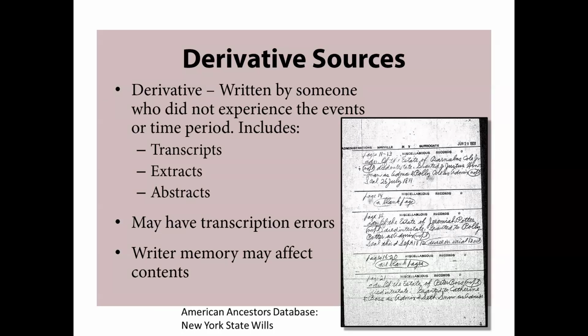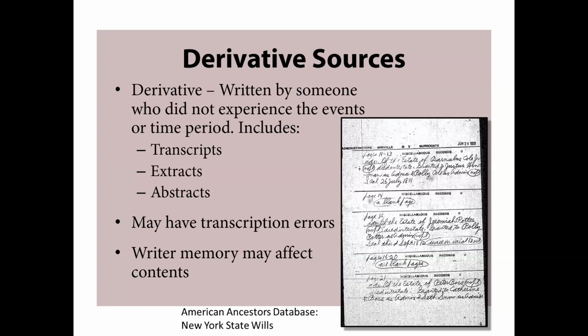Derivative sources. This is when it is written by somebody else who was not present at the time of the event. So these are going to include transcripts, extracts, or abstracts. Oftentimes, these could be done by different people that are studying those records, whether they're doing one place studies or they're studying a particular area and they're researching, let's say, all the probates of a county, for example. They are very far removed from it, and that's why it is derived, because they are deriving information from the original and they're not even necessarily making a full transcription.